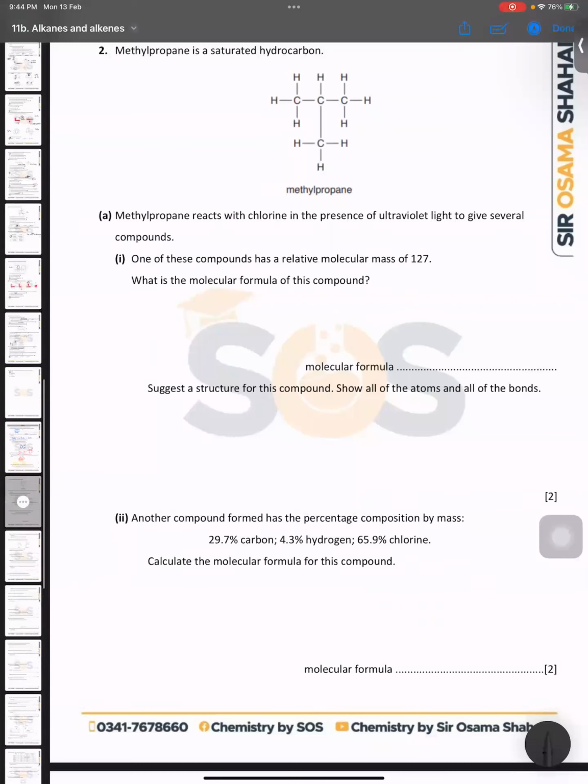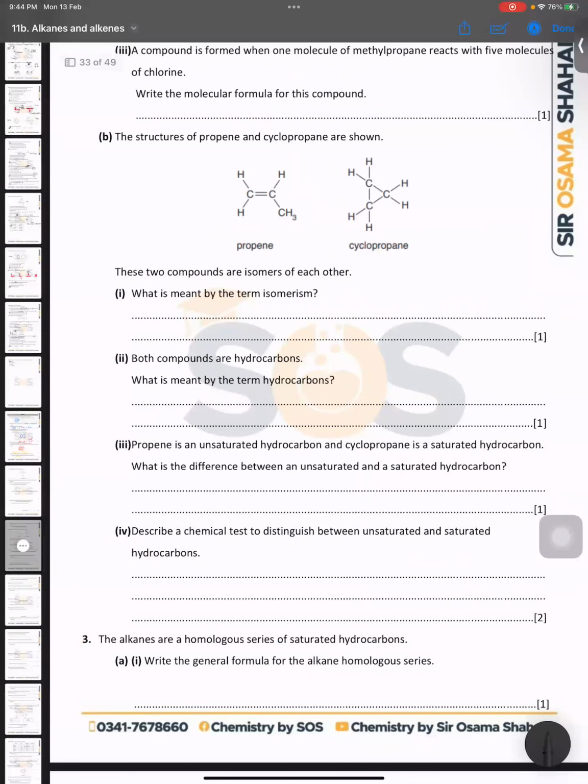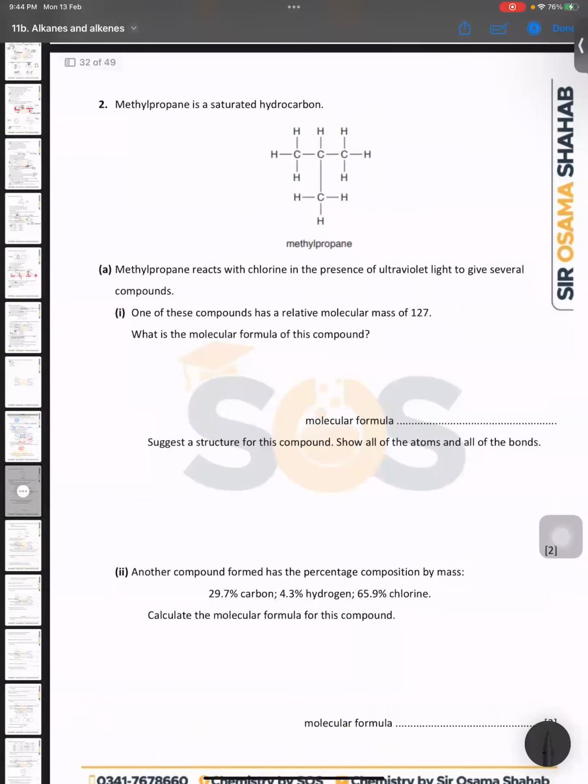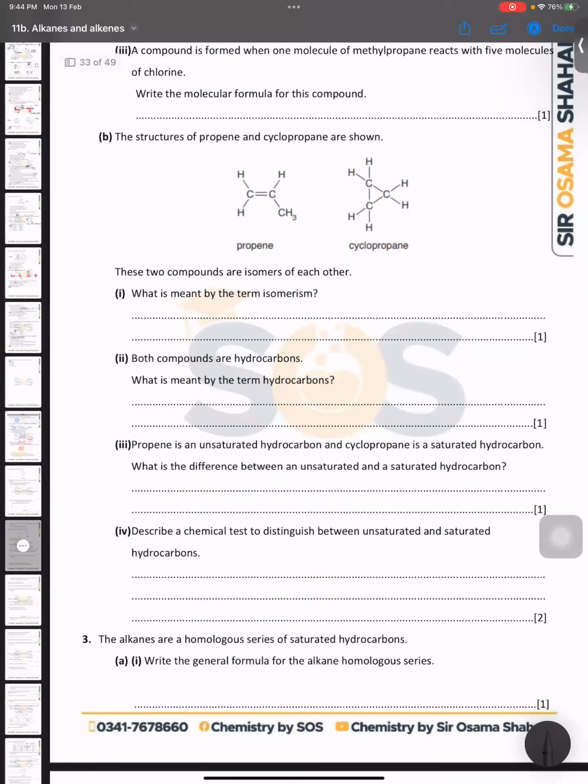Then this is your homework task. Bacho, you need to take a picture of this question. You need to solve this. Question number 2. Just take a picture of this. You need to solve question number 2. Done? You need to solve question number 2, Bacho. This is the second part of this question.